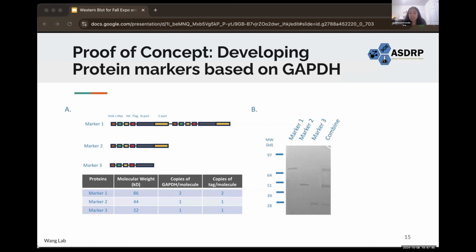The GAPDH markers have the molecular weights of 22, 44, and 86 kilodaltons, and in order to achieve this, marker 3 has a truncated GAPDH protein. The protein markers were expressed and purified from E. coli, then SDS-PAGE and Coomassie staining were performed for the combined markers together, as seen in Figure B. And because of the differences in molecular weights, the 3 distinct bands appear even when combined into the same well. In the Western blot shown, each marker is around 0.5 micrograms.